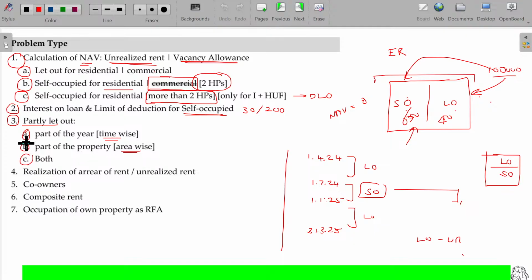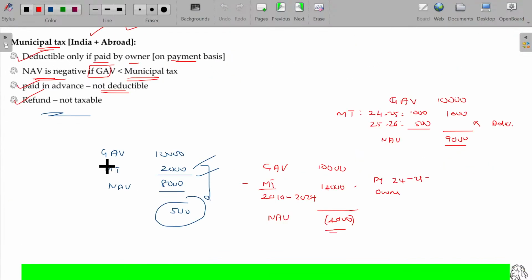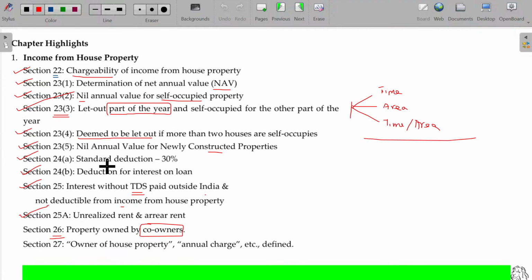So we have completed realization of arrear of rent and real estate concept completed. Now we move on to the co-owners composite rent. Let me finish up co-owners case first. This will be as per section 26. Section 26. Okay.